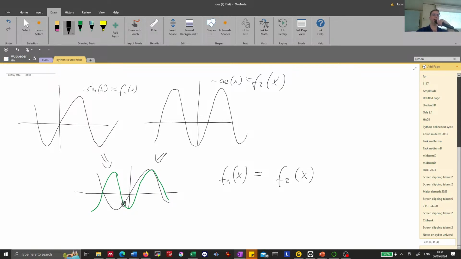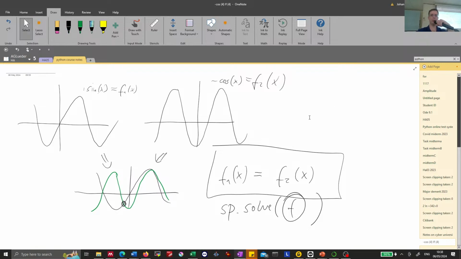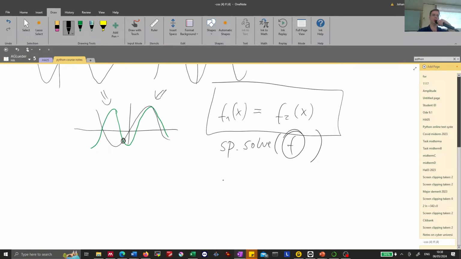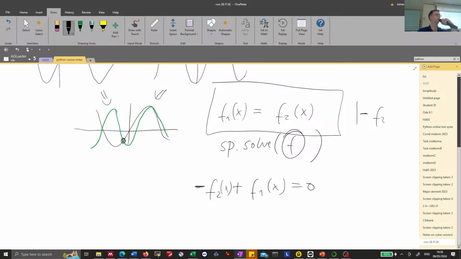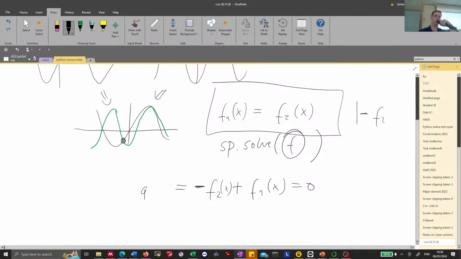But now, when you remember sympy.solve, we need to give it one expression. So what we need to do is take this and reform this into one common expression. How do we do this? Well, we can always subtract f2, right? Then we get f1 minus f2, both as a function of x, to be 0, right? And this we can call our new function g of x.